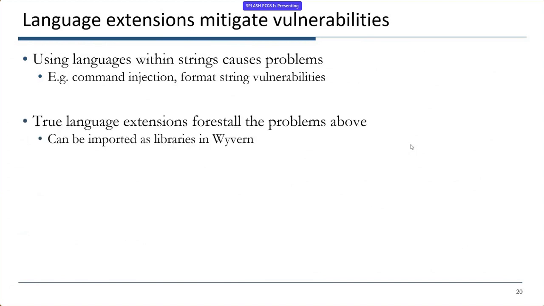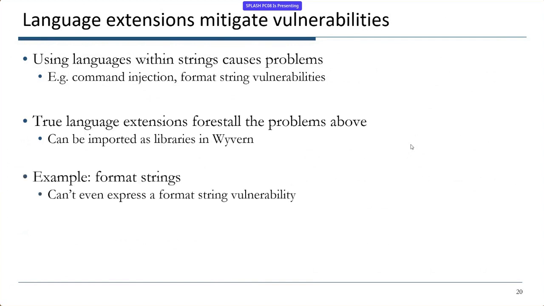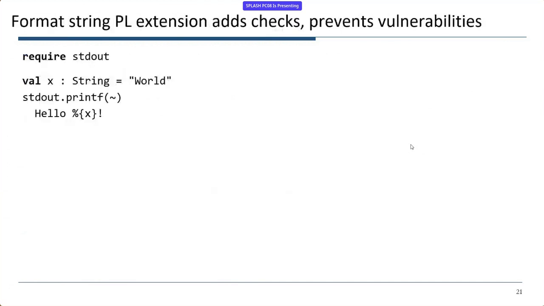So language extensions that are not just strings can forestall these problems. And what's nice in Wyvern, as in some other state-of-the-art research on language extensibility, is that this can be imported as libraries. We had an ECOOP paper a few years ago that covered our particular approach to this. So I'll give you an example of format strings. You can't even express a format string vulnerability in this language.